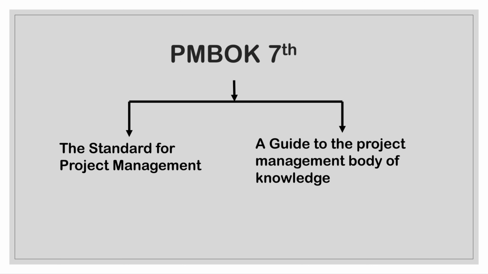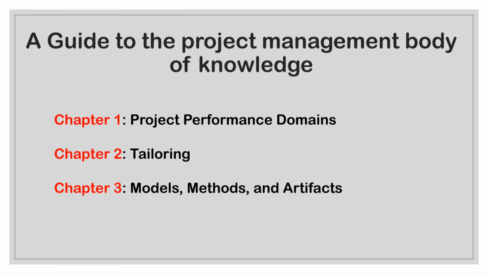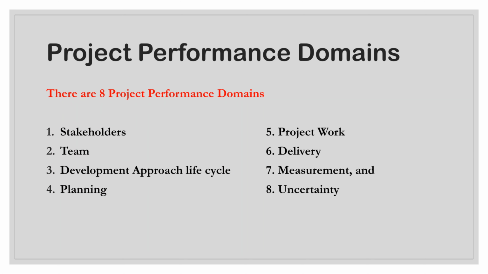The second part of the PMBOK Guide 7th edition is a guide to the project management body of knowledge. This part consists of three sections. Section 1 is project performance domains. Section 2 is tailoring and section 3 is models, methods and artifacts. Now let's talk about the very first section, project performance domains.